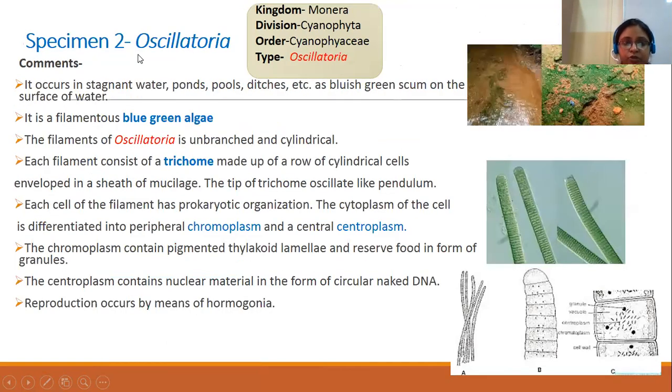Now the specimen 2 is the Oscillatoria. Oscillatoria again belongs to the kingdom Monera, that is the kingdom of bacteria. Division is Cyanophyta, class is Cyanophyceae, type is Oscillatoria. See, this is a filamentous bacteria. We also call it a filamentous blue-green alga or filamentous cyanobacteria.